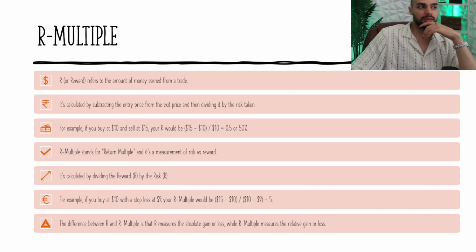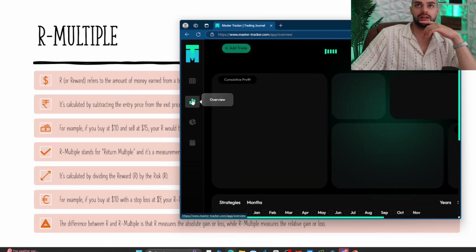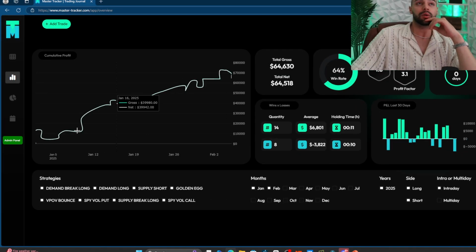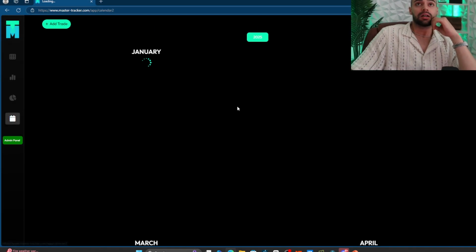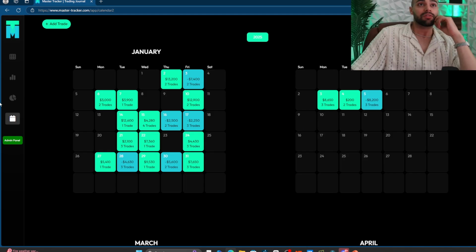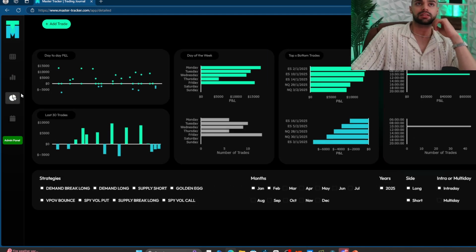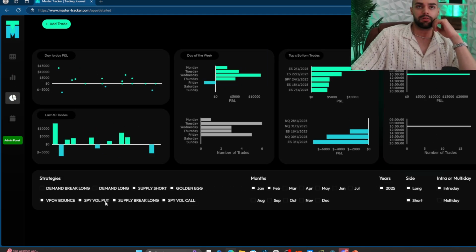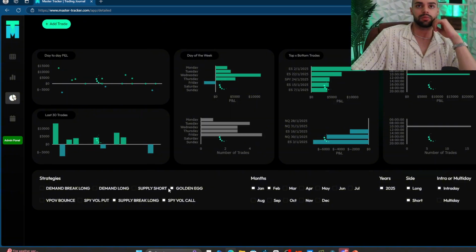Let me log in. So this is for my challenge account that I'm currently doing, that we've been growing. Haven't traded it in a while, actually. Our last trade was in February, so I haven't traded this account in a while. But this will allow you to filter out everything you need to.